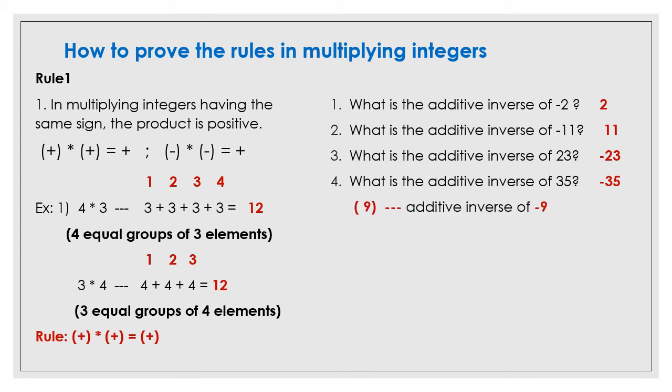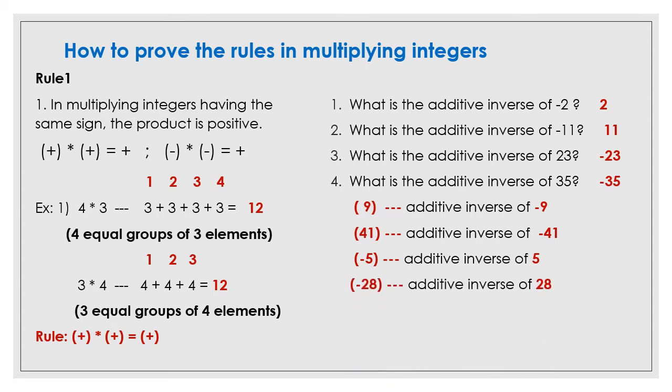9 is the additive inverse of negative 9. 41 is the additive inverse of negative 41. Negative 5 is the additive inverse of 5. Negative 28 is the additive inverse of 28.